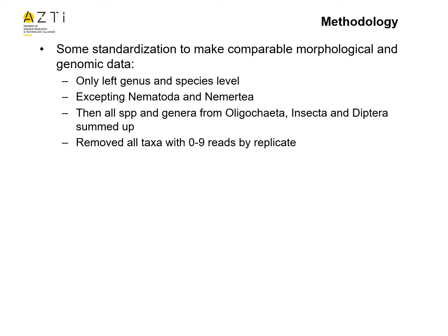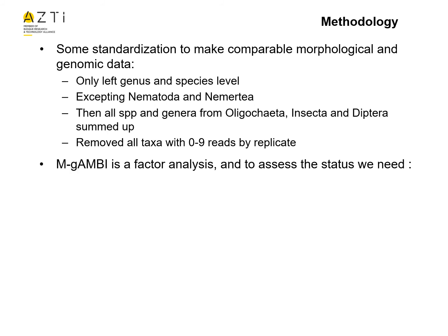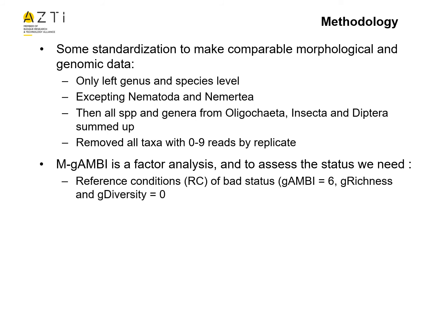Also, we remove all taxa with less than 10 reads by replicate. And in the case of M-gambi, it is factor analysis, and to assess the status, we need reference conditions of bad status. For gambi, we use 6 as the worst situation, and for richness and diversity, we use 0 as an azoic situation.